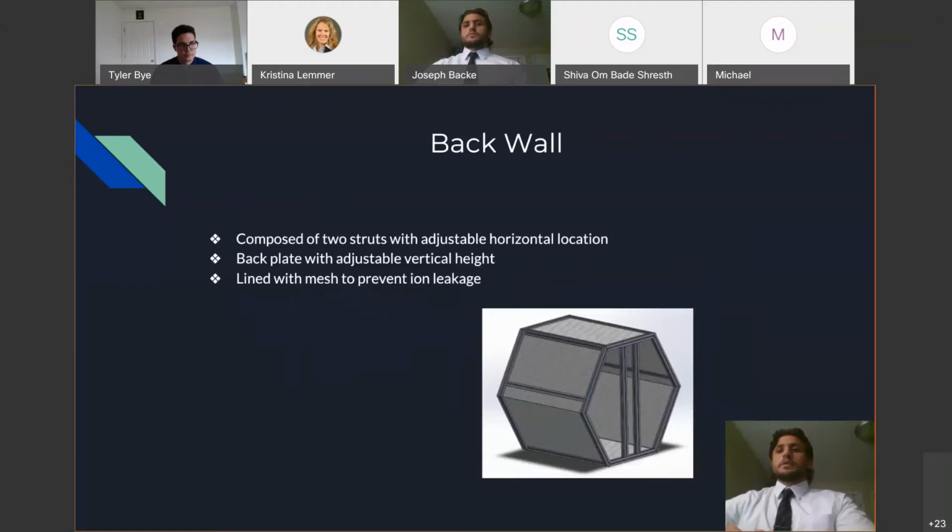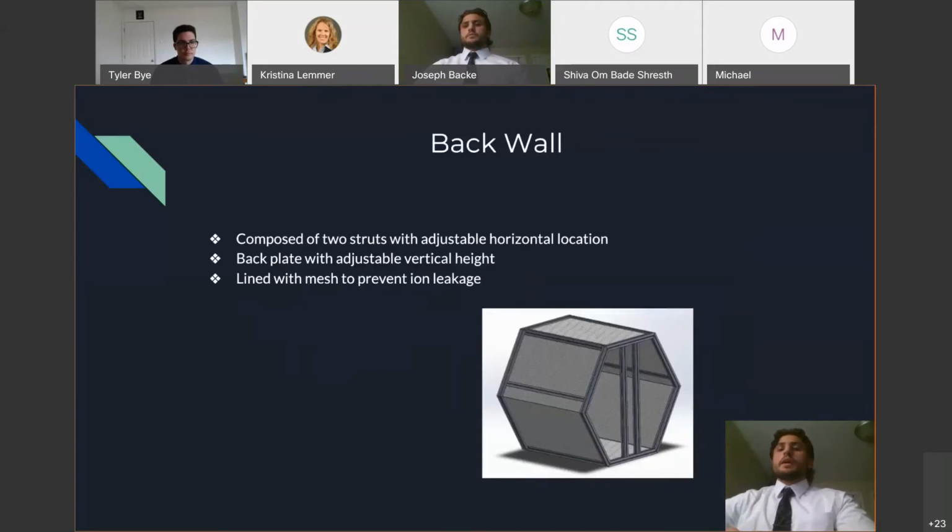On to the next design aspect, the back wall. The back wall is the location where the preferred thruster will be attached and tested. Two vertical strut beams can be adjusted for the optimal placement of the thruster in the horizontal direction, and on the vertical beams, a back plate will be mounted for adjustment in the vertical direction.